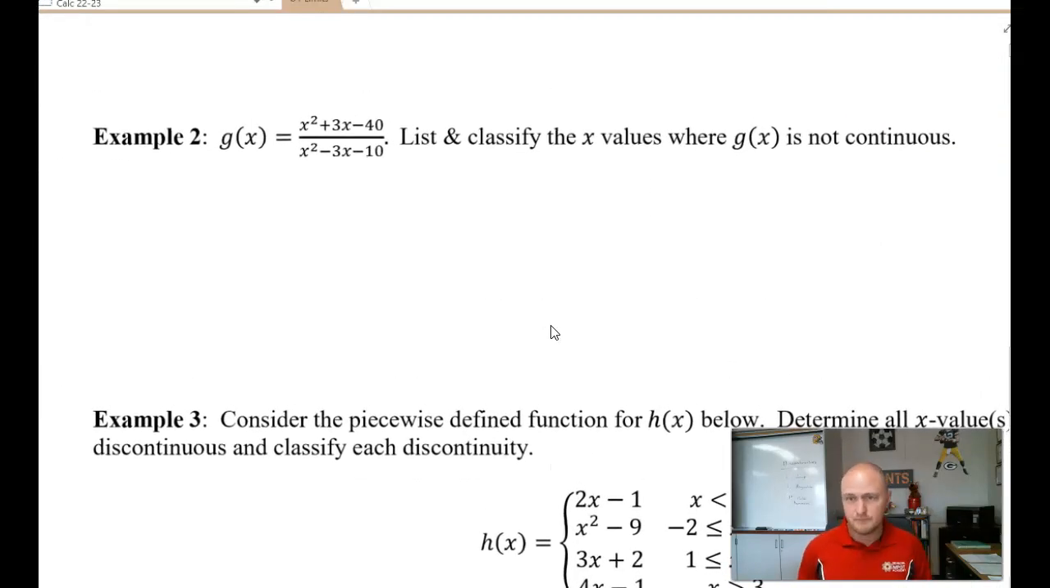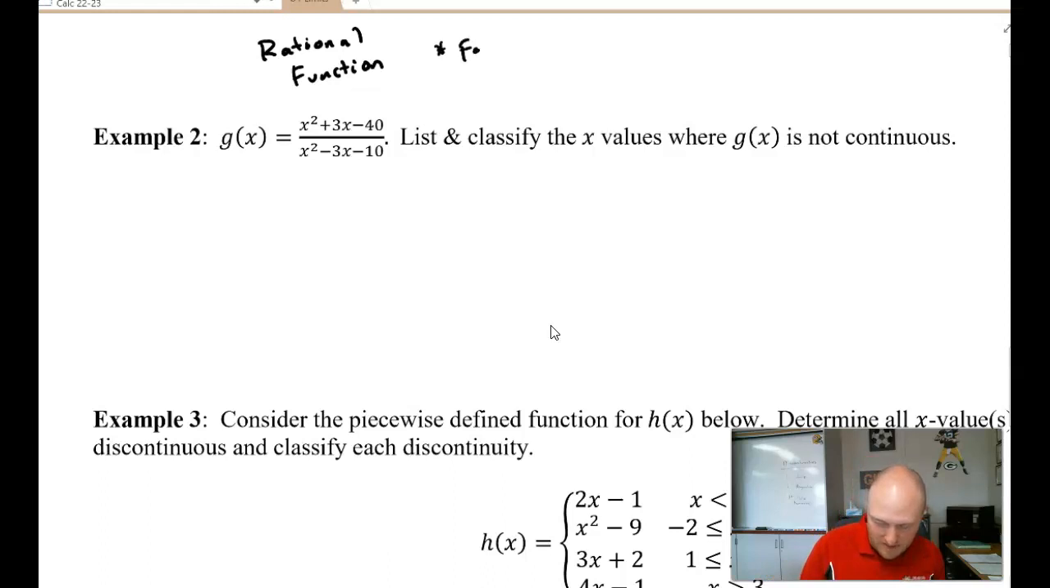Example number 2. g of x is equal to x squared plus 3x minus 40 over x squared minus 3x minus 10. List and classify the x values where g of x is not continuous. This is a rational function, a function that is pretty much a fraction. The key thing you're going to want to do here is factor. I want to break down g of x.